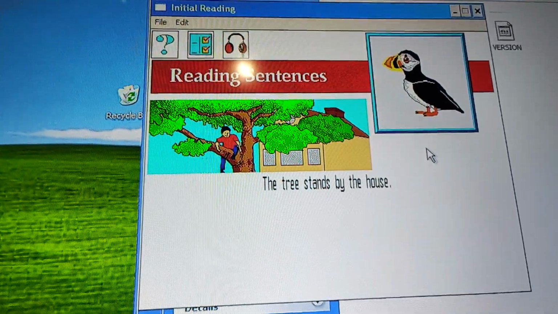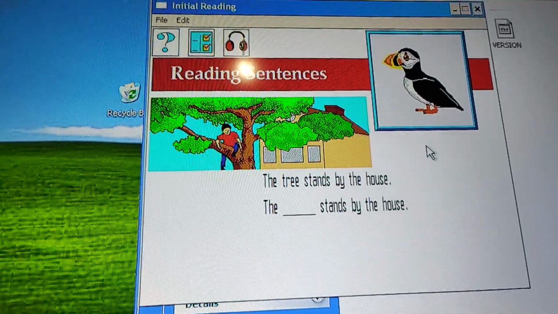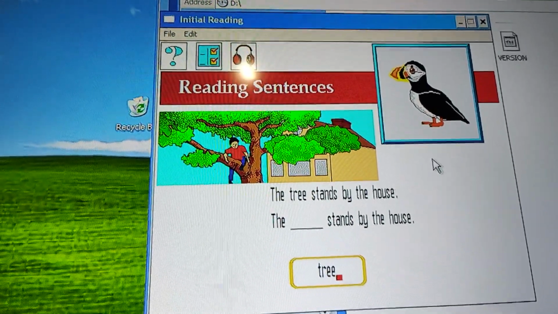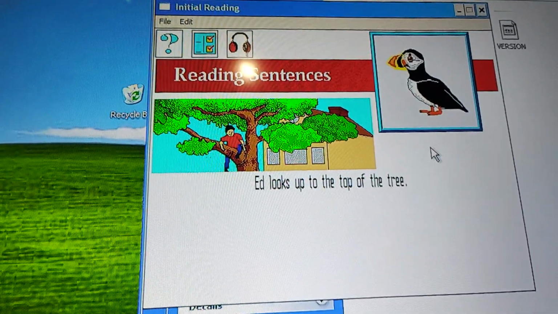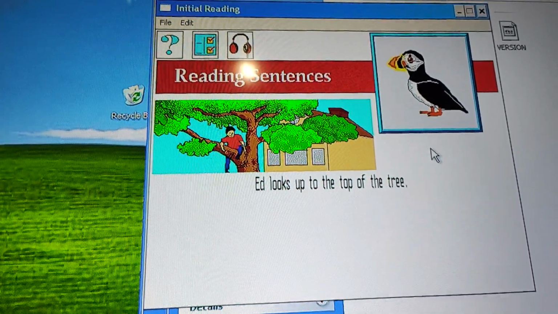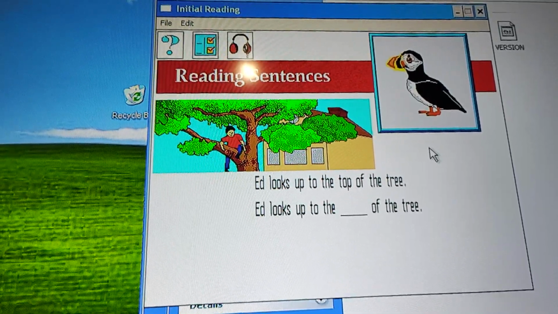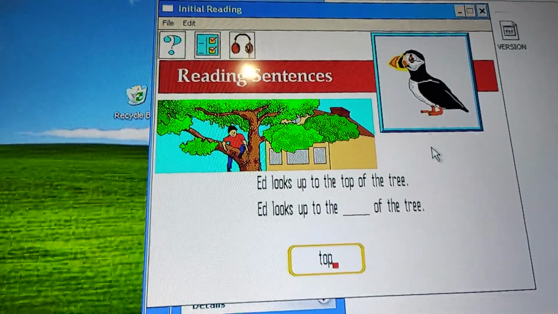The tree stands by the house. Type the missing word. Good work. Read this sentence after me. Ed looks up to the top of the tree. Type the missing word. Good work.